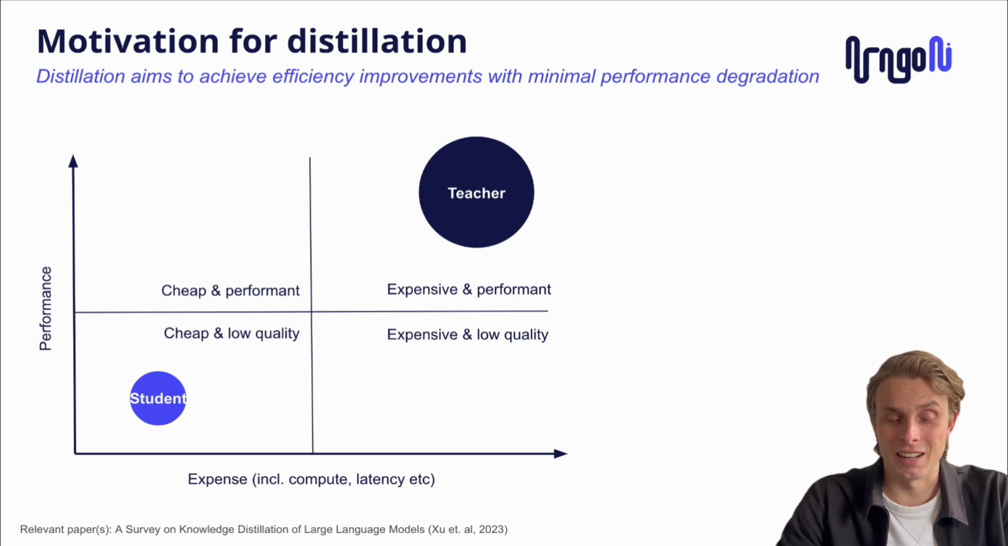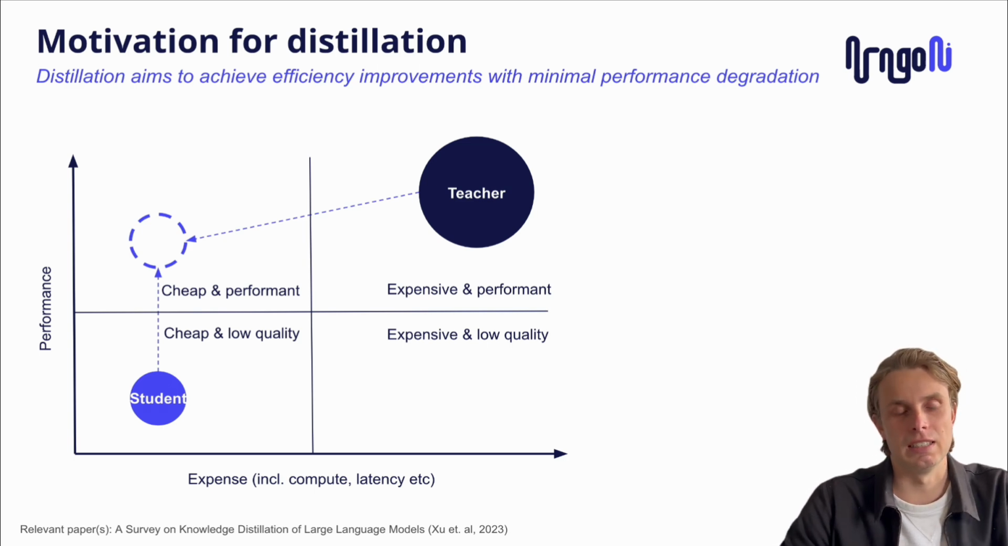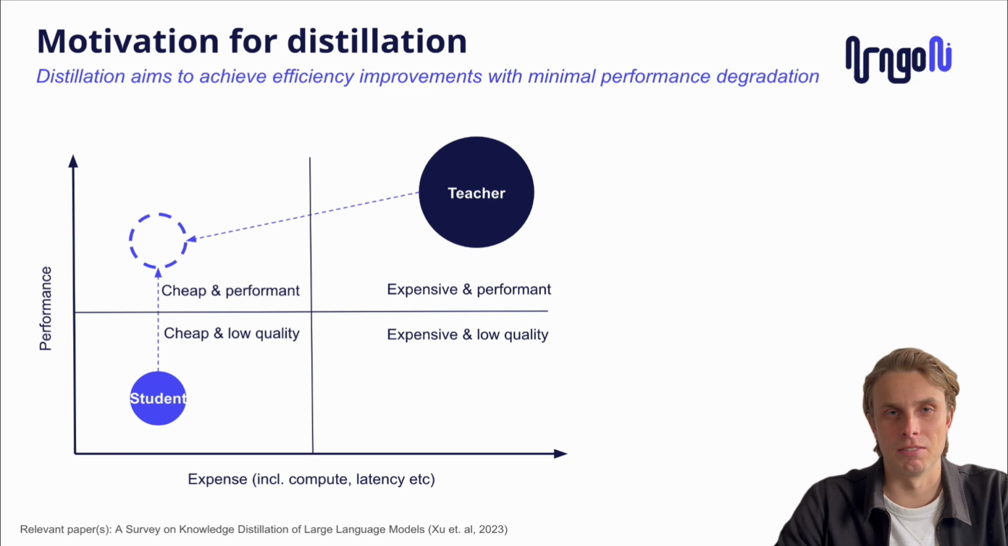Now what we would really like is to find a way to take the performance of the teacher and the efficiency, the cheapness of the student, and find a way to get a middle ground, which is an improved student model that as much as we can maintains the performance of the teacher without sacrificing the expense benefits of these smaller models. That is the motivation for knowledge distillation. Knowledge distillation techniques aim to try and achieve this dotted circle here, this more performant, smaller model.